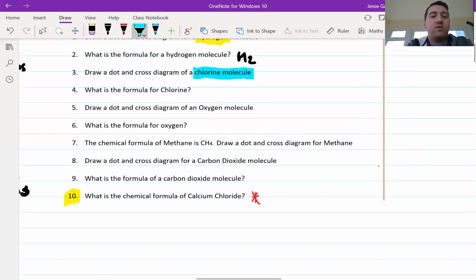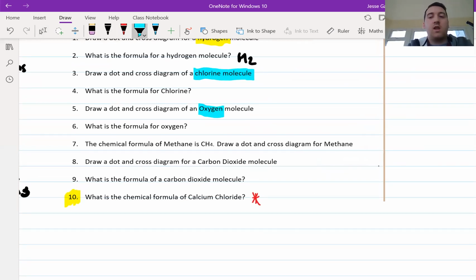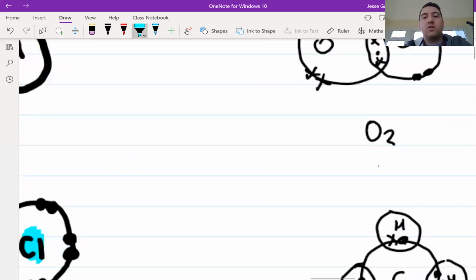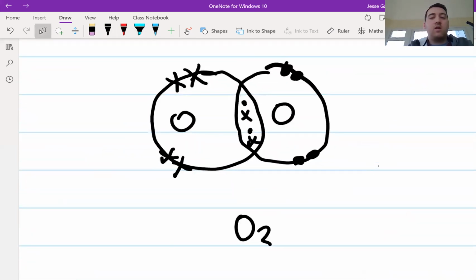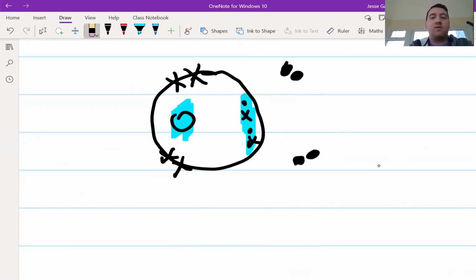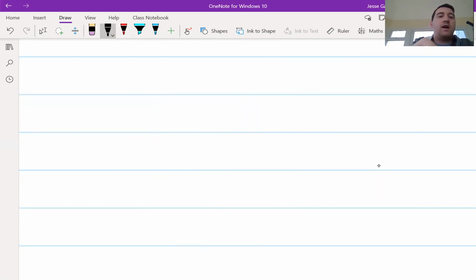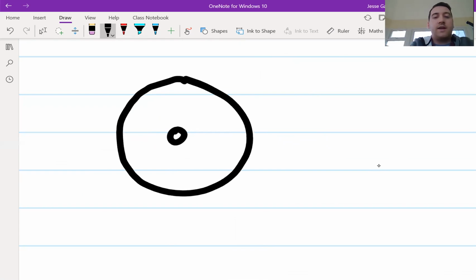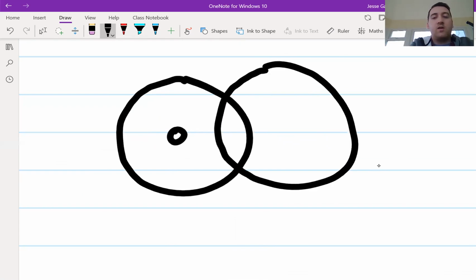The next one, draw a dot and cross diagram for an oxygen molecule. All right, let's have a look at oxygen. This is what you should have up here. So oxygen is going to be 2 oxygen atoms, and notice that this time they have to share 2 pairs. Actually, I think I need to show you how to do this one. So we've got 2 oxygen atoms like this, O, and here is 1 oxygen, and here they are overlapping. Here is the other oxygen.